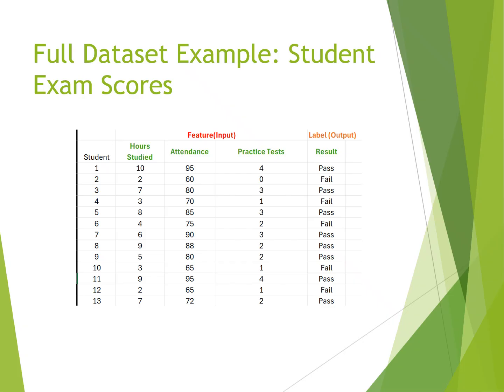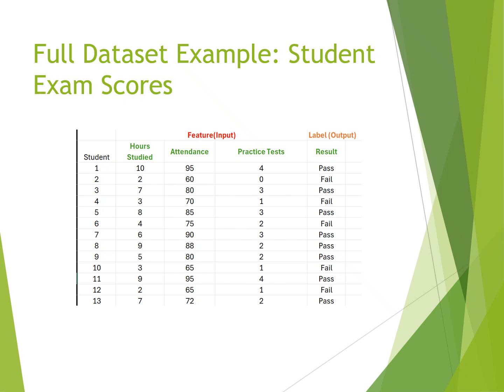So, as you can see here, this is where a complete data set is given. This is a simple example which shows the students, the number of hours they have studied, the 13 students, the percentage of attendance, did they attend 95%, and the practice tests they took before giving an exam. The feature is the input and the label is the output, as you can see on the top over here. So this is the actual data set.